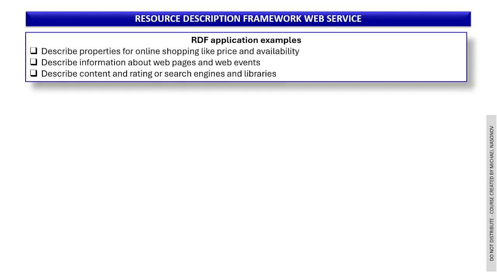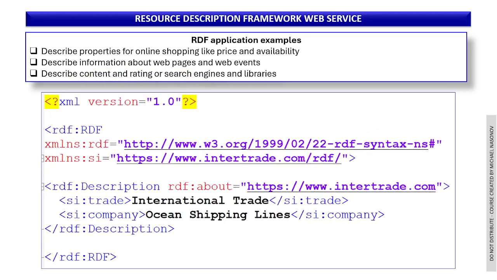Let's go next. Resource Description Framework web service. What is a Resource Description Framework? Application examples. Describe properties for online shopping like price and availability. Describe information about web pages and web elements or web events. Describe content and rating of search engines and libraries. Pretty vast. Let's take a look at an RDF message in XML format. As you can see, opening tag is RDF, closing tag is RDF.